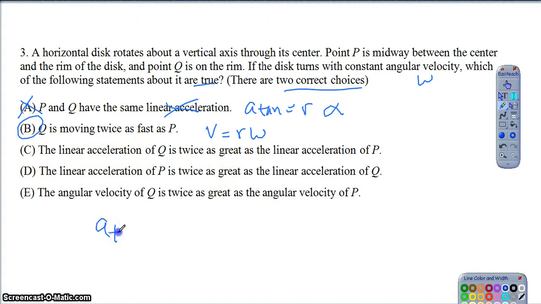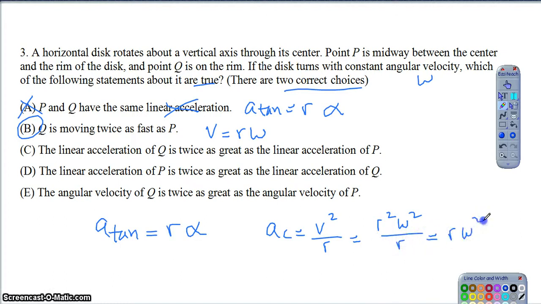So we have 2 forms of linear acceleration. We have tangential acceleration, which is r times alpha, and we have centripetal acceleration, which is v squared over r, or if you represent this in terms of angular measurements, this would be r squared omega squared over r, so it would be r times omega squared, right? So those are my 2 forms of linear acceleration.